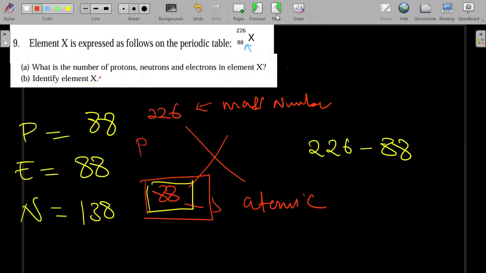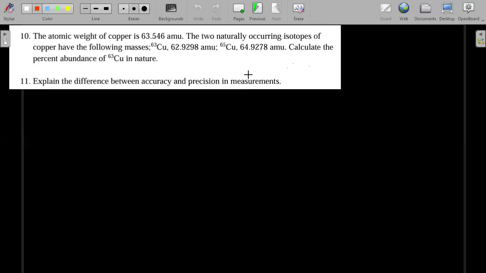All right, I think that is straightforward. We go to question 10 and then question 11. I think that's the last question.